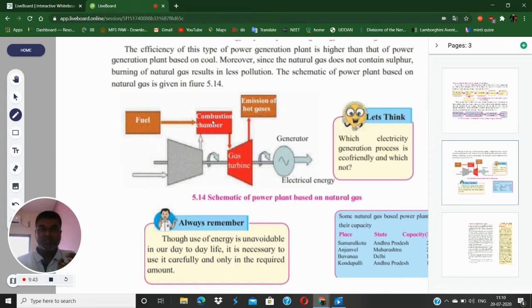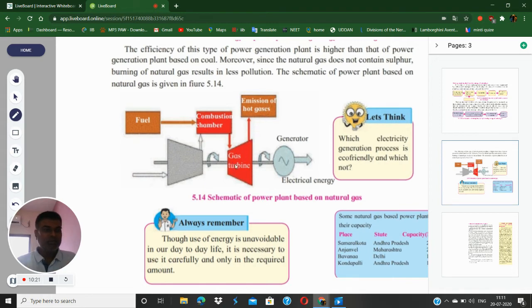Actually, again the combustion chamber, here we directly burn the fuel. After the fuel burns, we get fire here. That is the combustion chamber. Again the turbine rotates, that is the gas turbine here. So these are the three major sections or components here. Then the emission of hot gas, emission means coming out.